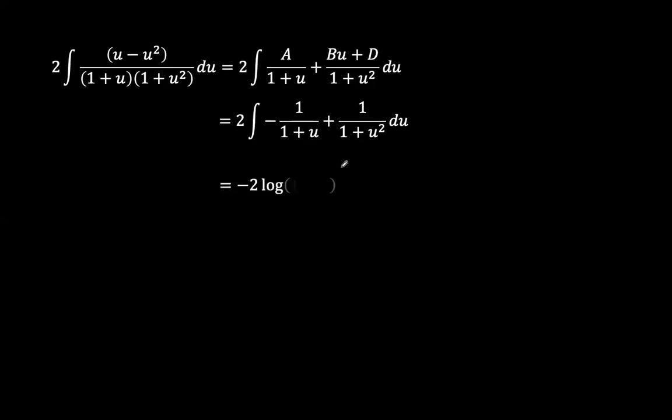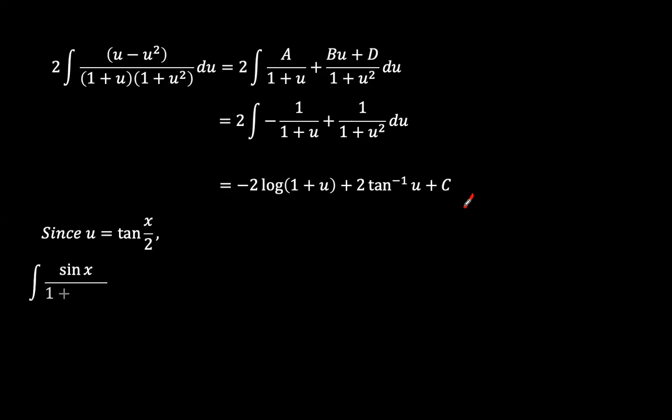This can easily be integrated, since this is just the same as negative 2 natural logarithm of 1 plus u. And then the integral of 1 over 1 plus u squared is the same as arctangent of u. So we have 2 times arctangent of u, and then obviously plus the integration constant. But since we know that u is the same as the tangent of x over 2, that's what we substituted x with.